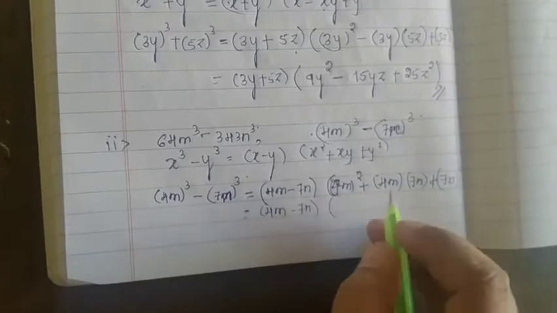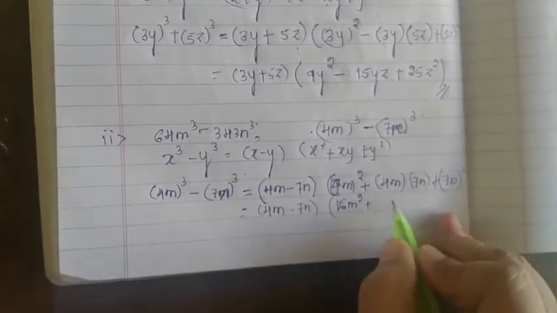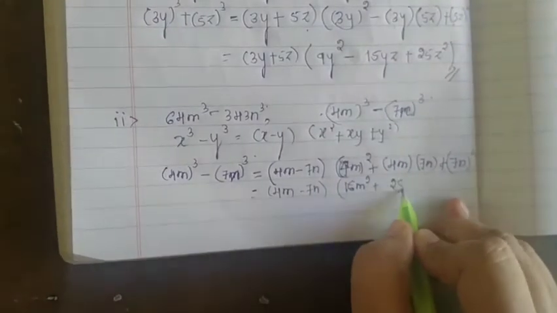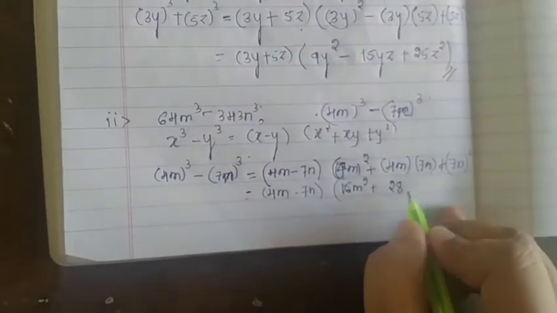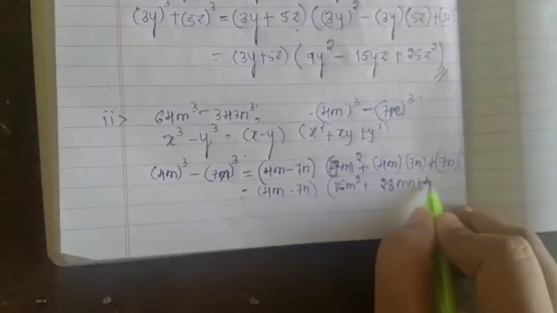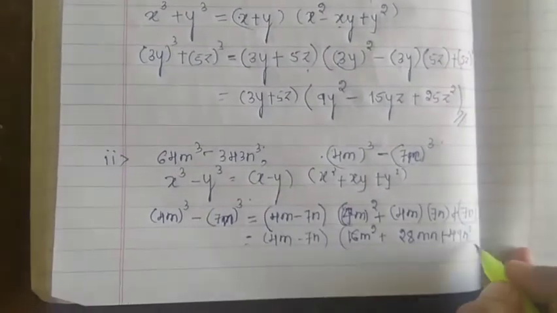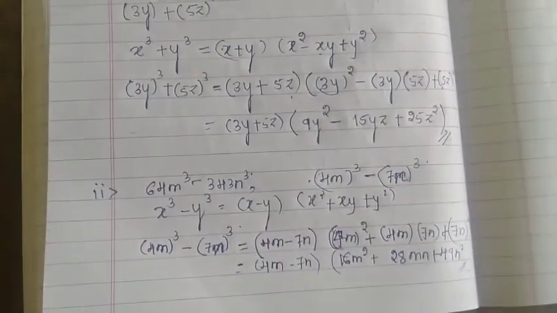So here, 4m the whole square is 16m square plus, you can write over here, when you multiply this 7 and 4 you are going to get 28mn plus 7 7s are 49n square. Okay, so this is your final answer. So the next question is here.